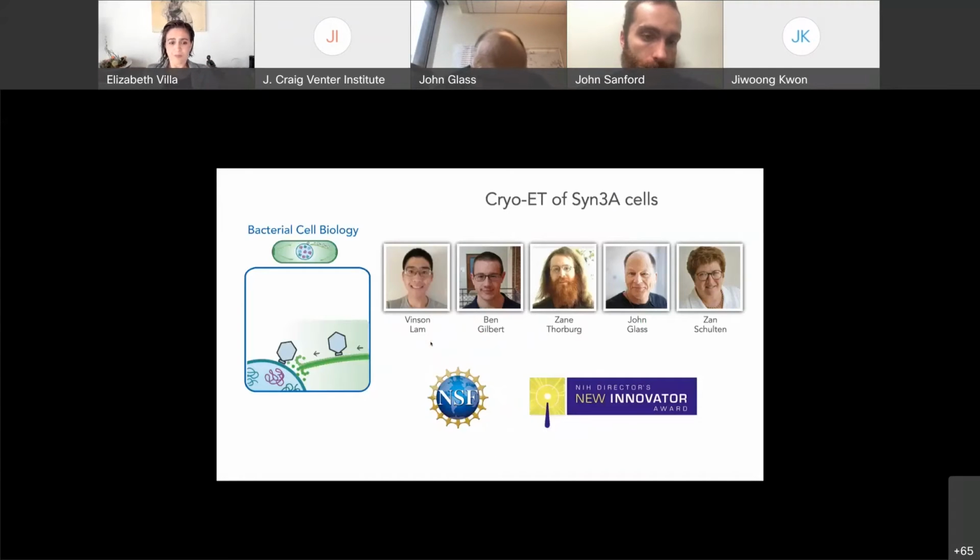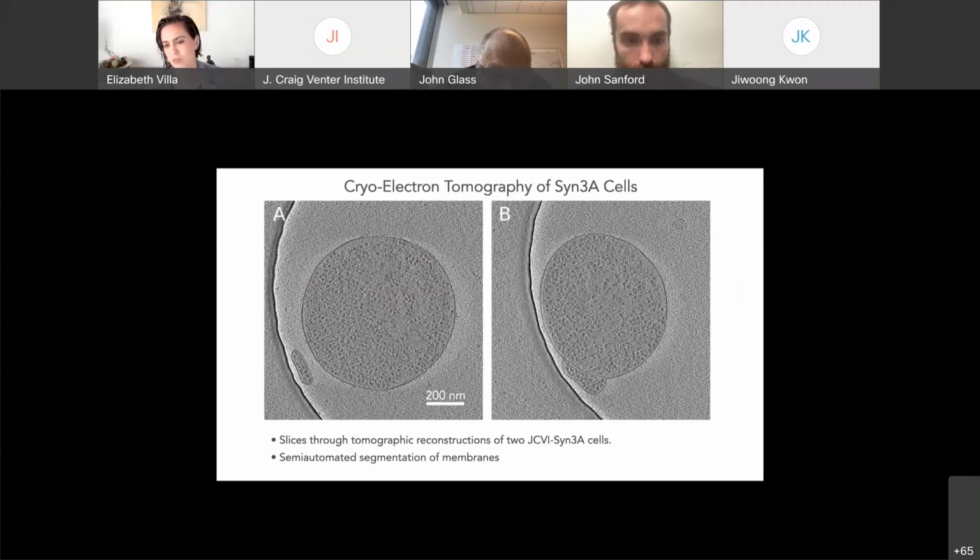So I'll tell you what we'll do here. Zan was kind enough to draw my attention to the syn cells, I mean, I knew of course about them, but to try to collaborate with John. And so Vincent is my student here on the left who would like to exchange cells in the parking lot with John to get them frozen and imaged in the cell. And so basically we can do tomography of these cells. The JCVI-syn3A did not give us any of the challenges that we got with previous versions.